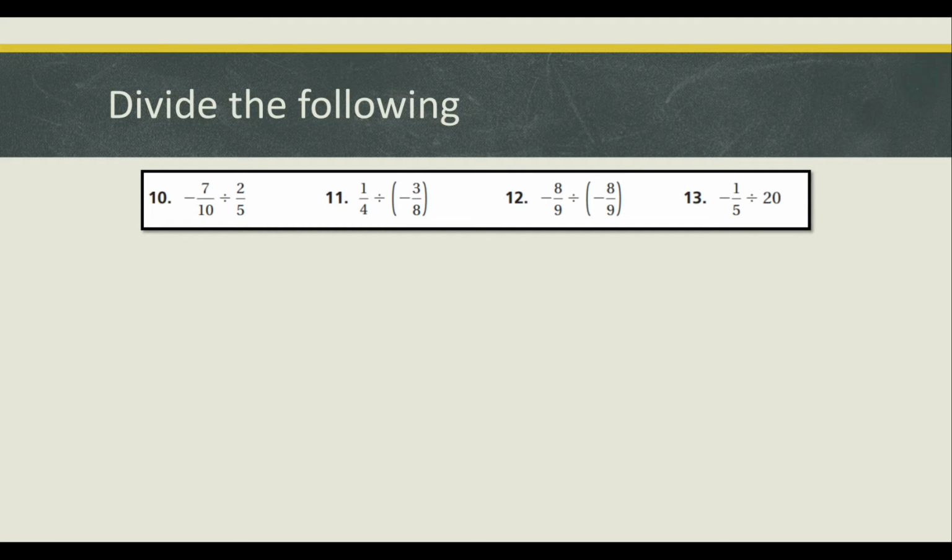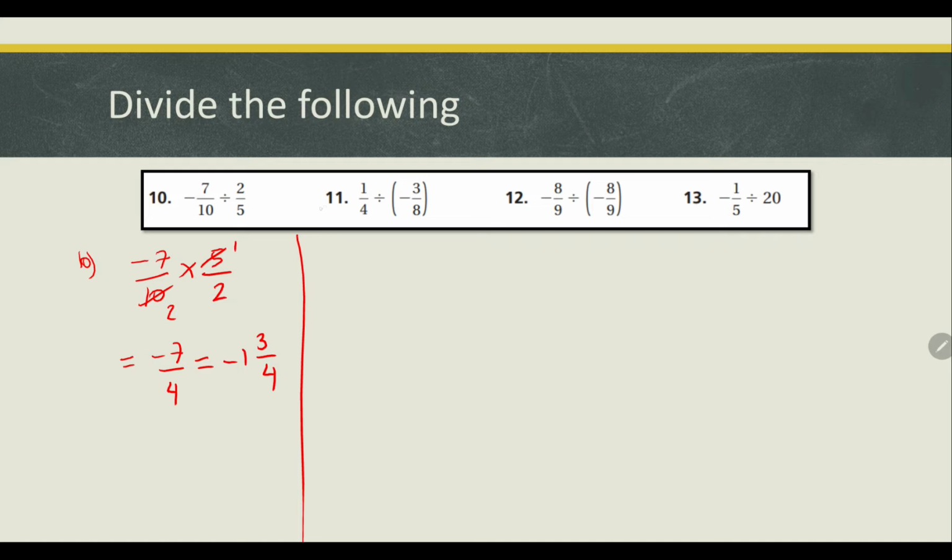Okay, now let's go to the next one. Same steps, so we find the reciprocal. We have negative 7 over 10 multiplied with 5 over 2. We know that 5 and 10 can simplify. So our answer will be negative 7 over 4, which is equal to negative 1 and 3/4. Negative 1 and 3/4.